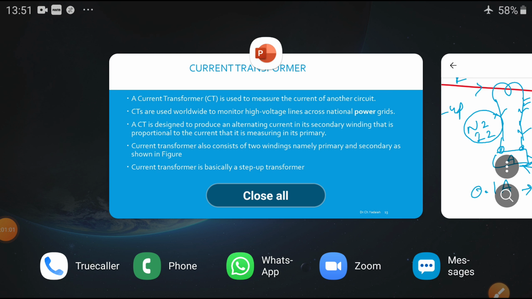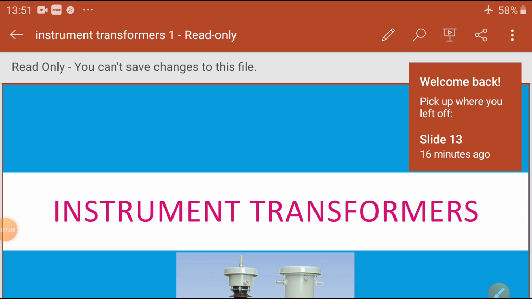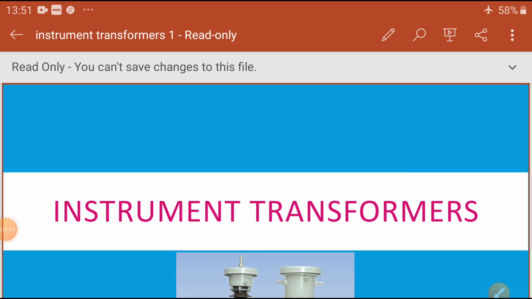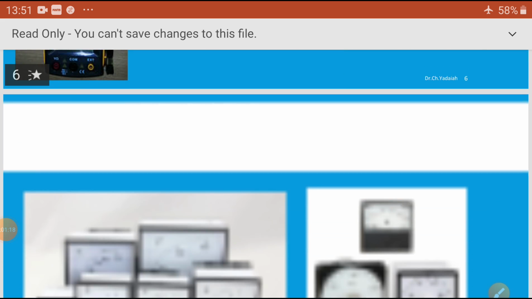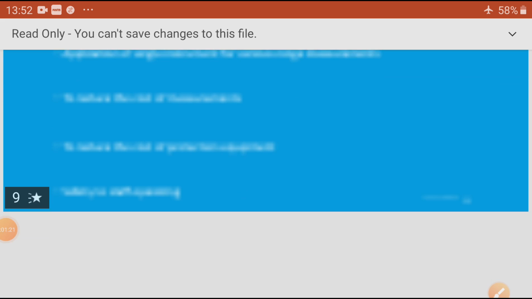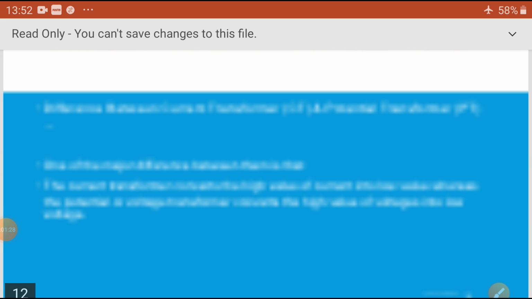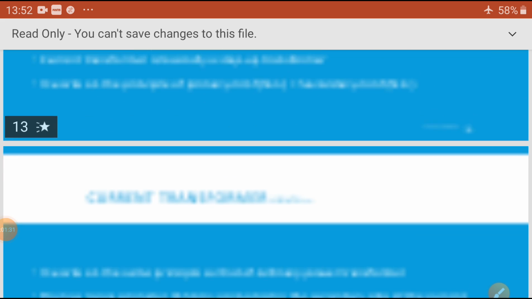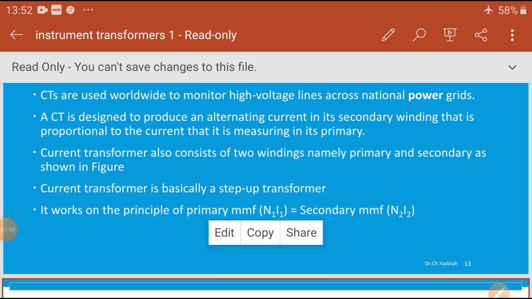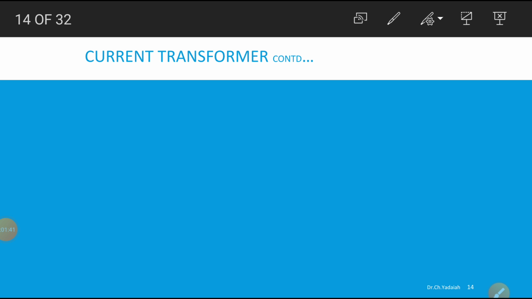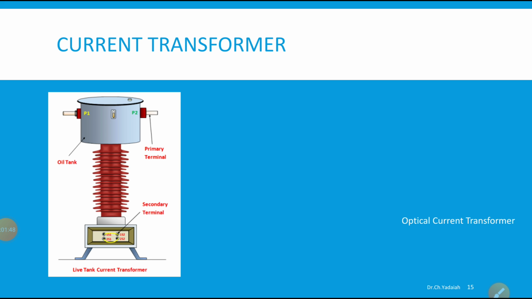Okay, so these are some salient points regarding the CT. Now you can see a few CTs used in our electrical field. So these are the CTs, you can see them.